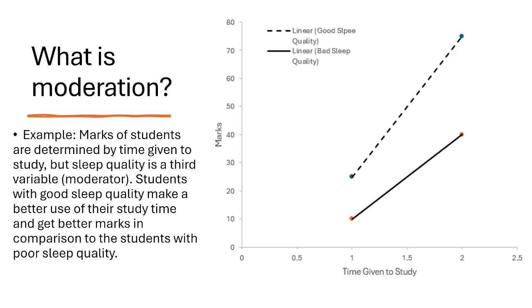So, in this relationship, time given to study is the independent variable, marks is the dependent variable, and sleep quality is a moderator. The relationship between time given to study and marks is strong when sleep quality is good, and the relationship between time given to study and marks is weak when sleep quality is bad.